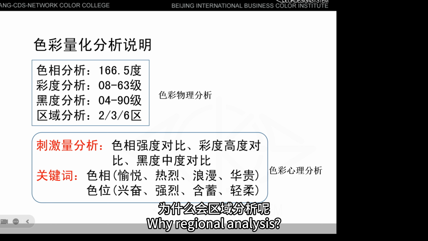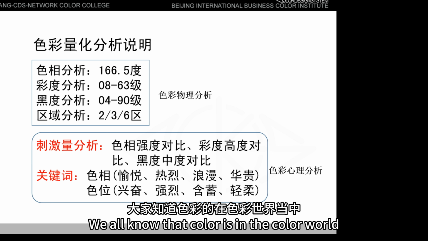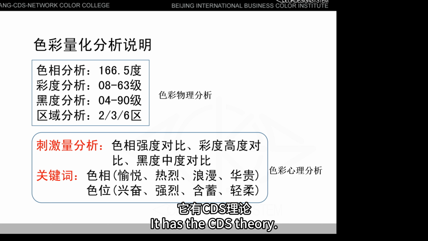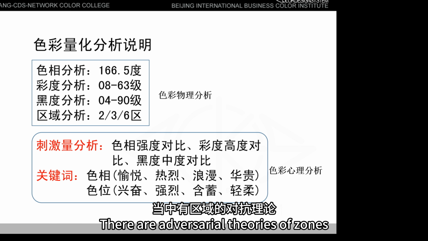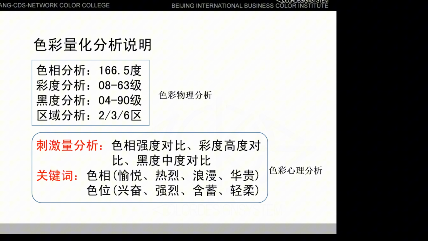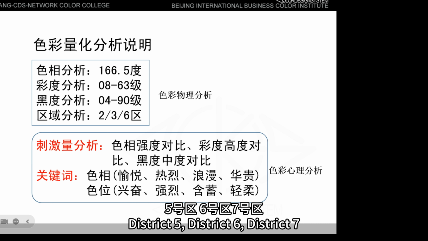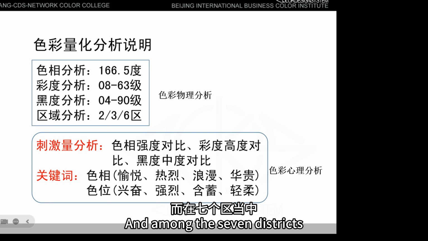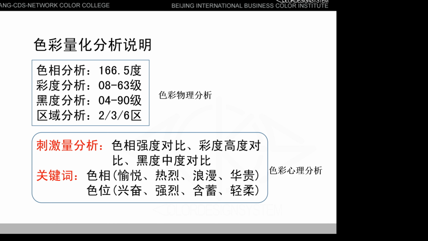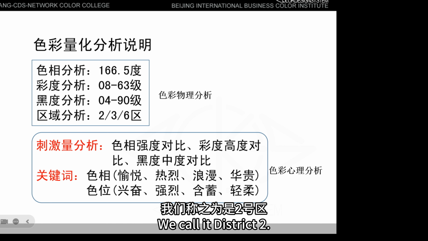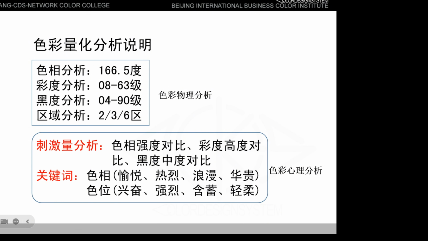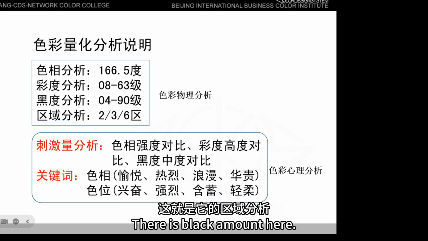Why regional analysis? We all know that in the color world, it has the CDS theory. There are adversarial theories of zones. We've talked about Area 1, Area 2, Area 3, Area 4 before, District 5, District 6, District 7. And among the 7 districts, it is mainly in what we call District 2, Districts 3 and 6. This is its regional analysis.